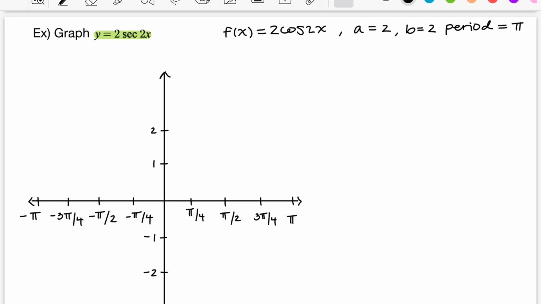And so what we'll do is we break our interval into 4 equal parts here. So our interval on this side is going to be 0 to pi. Breaking this into 4 equal parts, we have these points here. And doing the same thing on the negative x-axis here, we get these points here. Now what we want to do is evaluate our function 2 cosine 2x at each of these points here.